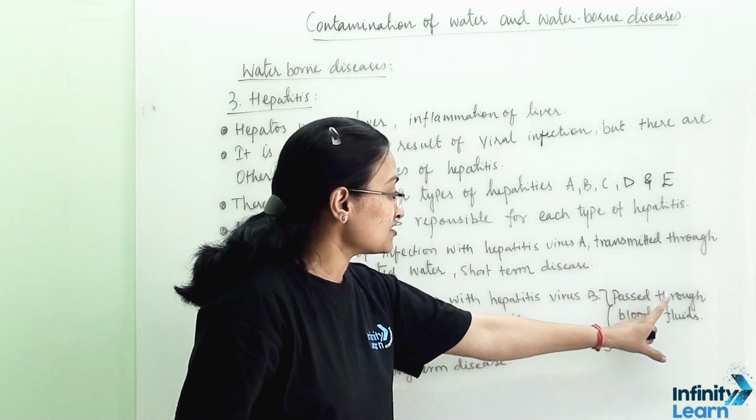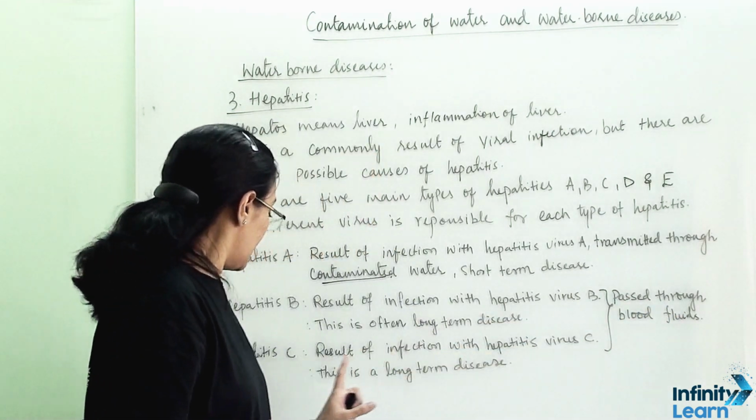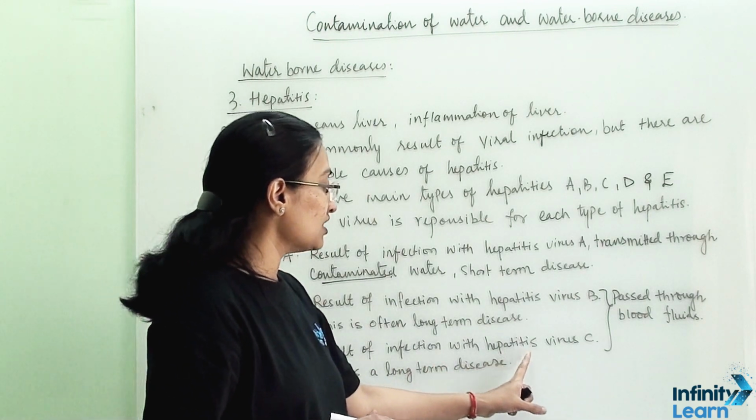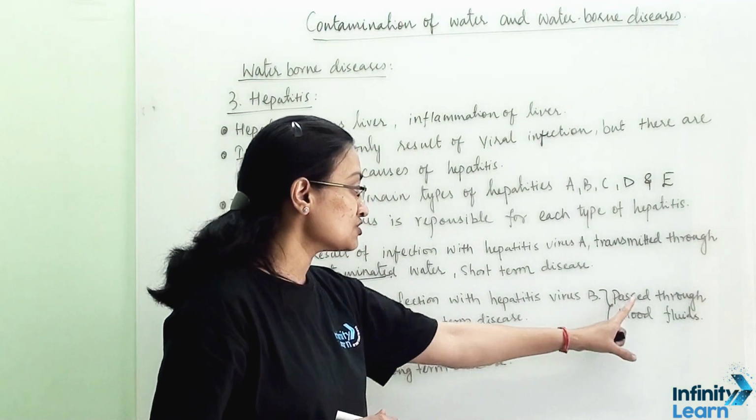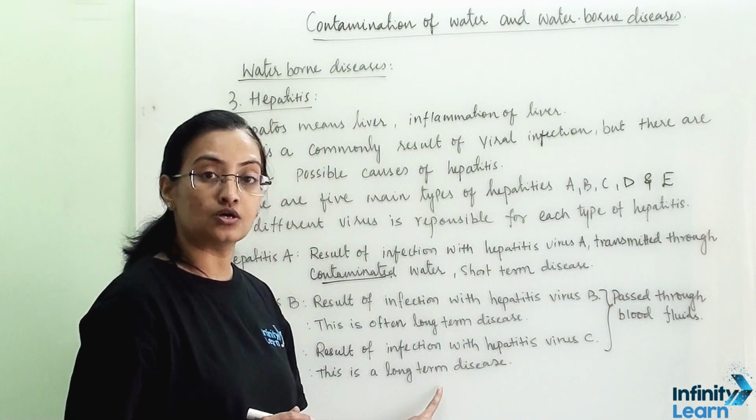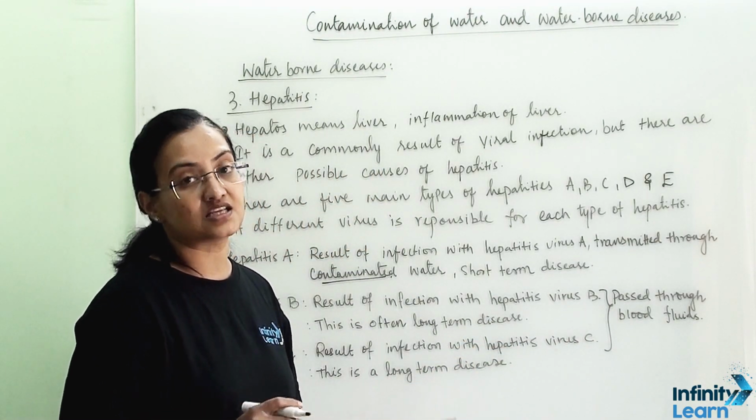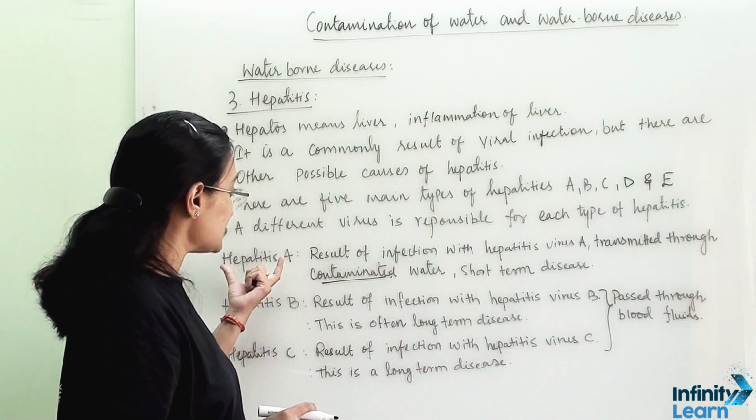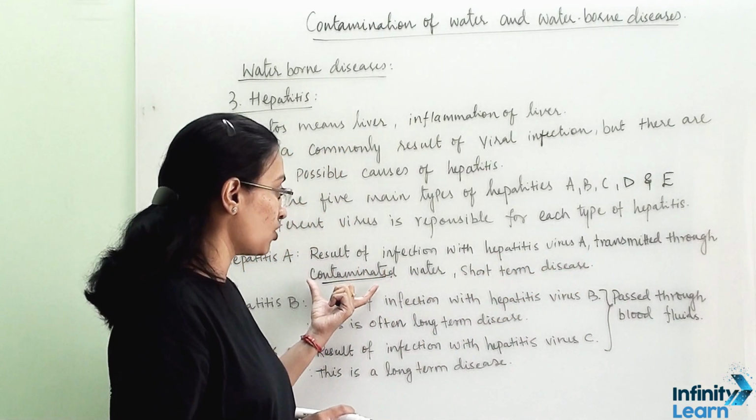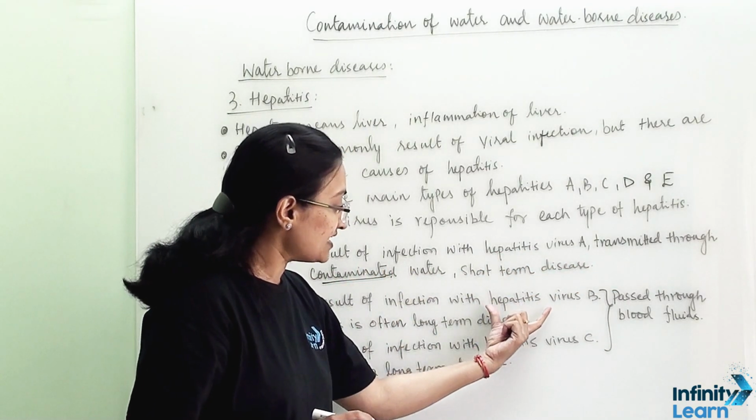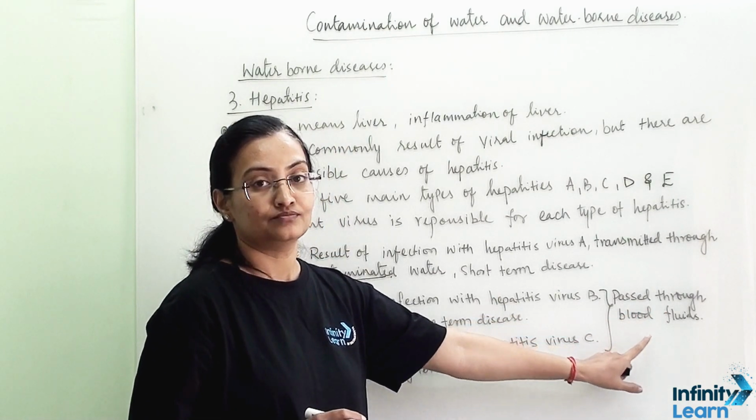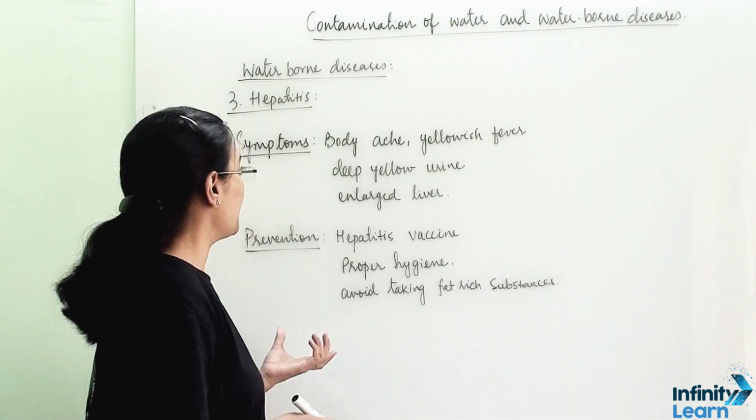Now this passes through blood fluid. Then comes hepatitis C. It is a result of infection with hepatitis virus C. It is also passed through blood fluid, and it is also a long-term disease and its effects are serious. So hepatitis A is caused by and transmitted through contaminated water, whereas hepatitis B and hepatitis C are passed through blood fluid. Now, what are the symptoms of hepatitis?